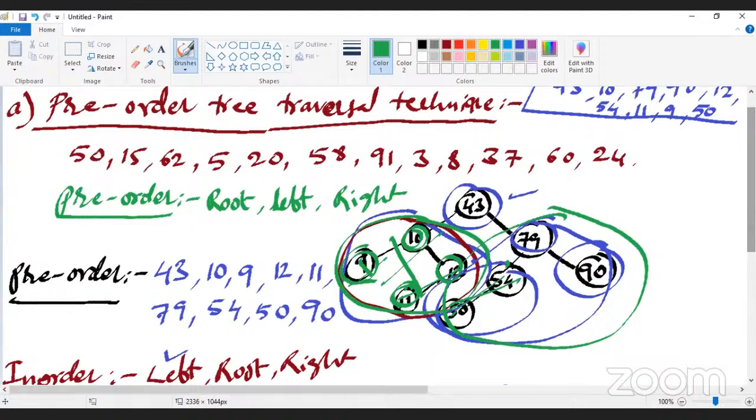Have you understood? Yes, sir. So you may get a question where, with some elements, they may ask you to construct a BST or binary tree. If it is a BST, they may ask you to write the elements in in-order, pre-order and post-order traversal. Got it? Yes, sir.